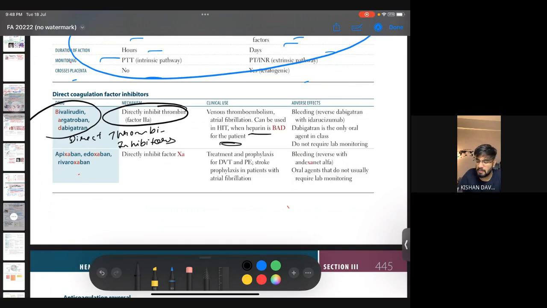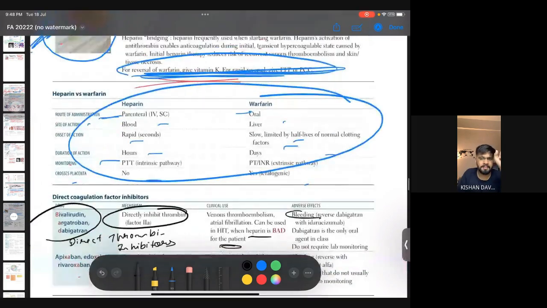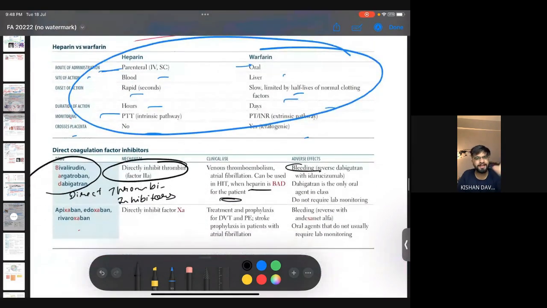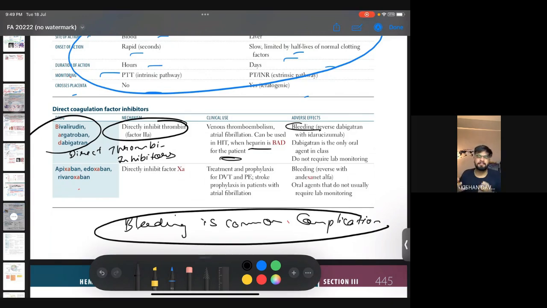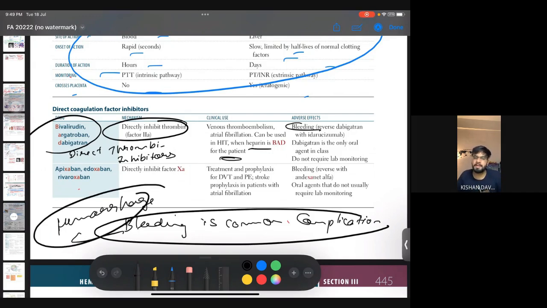Okay, see here also, clinical use, it can be given anywhere because it depends on the situation. Adverse effect is bleeding. Now see, one important point I want you to know is that whatever anticoagulant drugs you give, bleeding is the common side effect, a complication you can say. Whatever drug for blood thinning, bleeding is the common side effect everywhere. Instead of bleeding, they may use the fancy term hemorrhage. So just make sure you don't get confused.